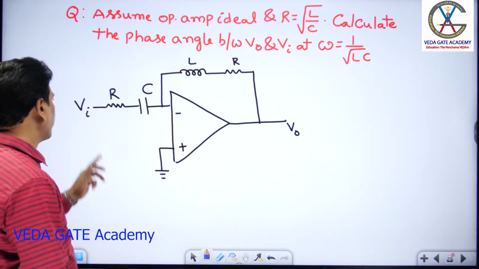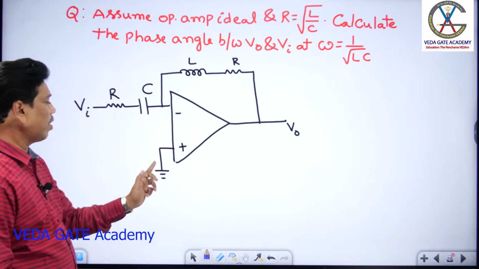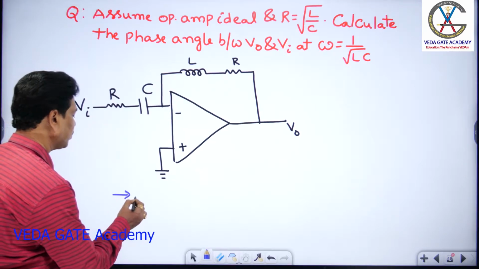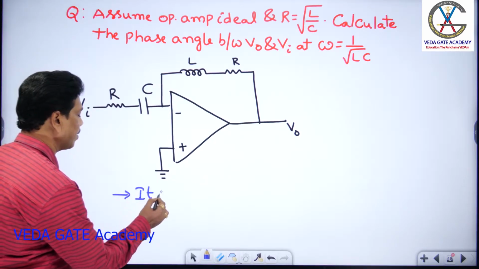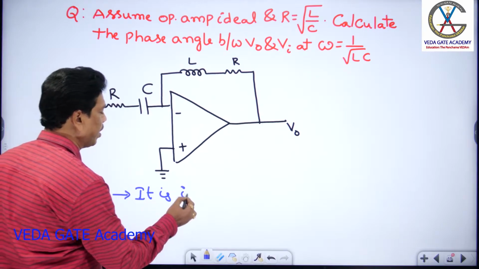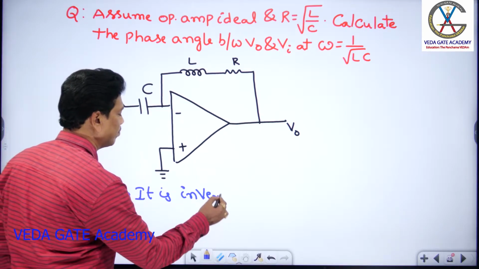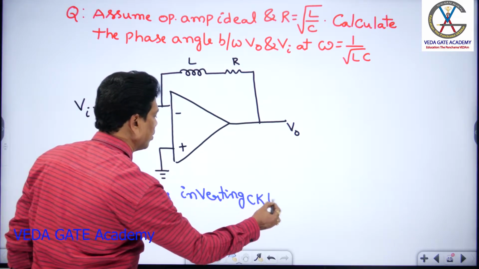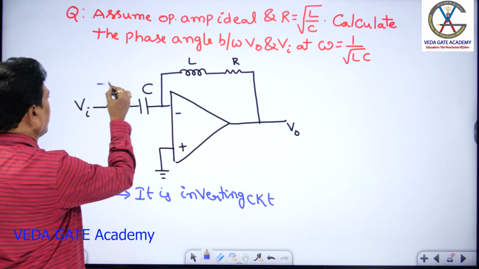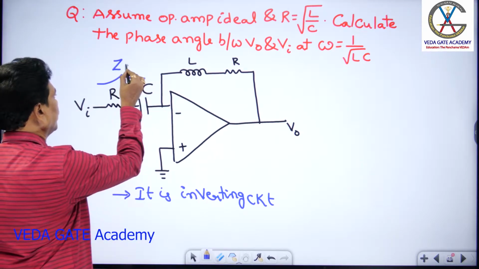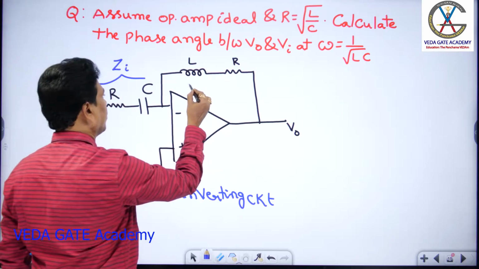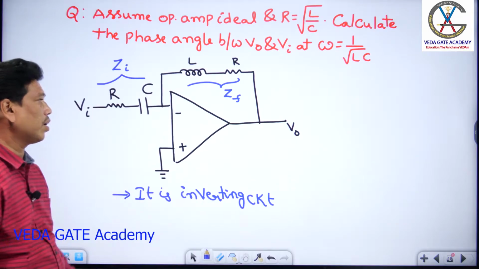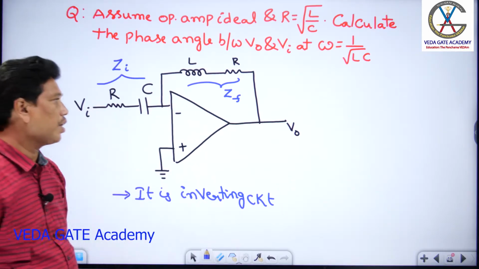Here the signal is applied to the inverting terminal and the non-inverting terminal is at the ground. It looks like an inverting circuit. So now this is the input impedance, which I can call Zi. This is the impedance in the feedback path that I can call ZF. Now I can calculate Zi and ZF.